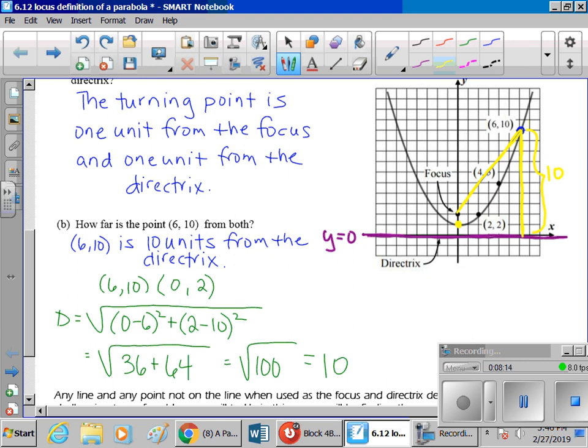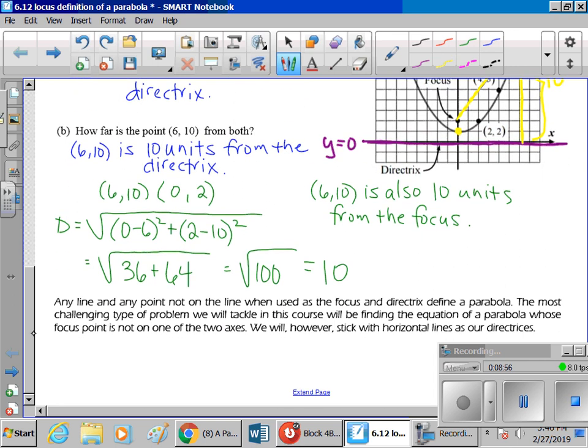So we can basically say (6, 10) is also 10 units from the focus. Nice. So that basically, again, talks about the definition of a parabola. The directrix and the focus have always been there. They're just always a little bit invisible, and we haven't really talked about them until now. So hopefully the next time you decide that you're going to graph a parabola, you'll be thinking about, gee, I wonder where the directrix and the focus would lie.